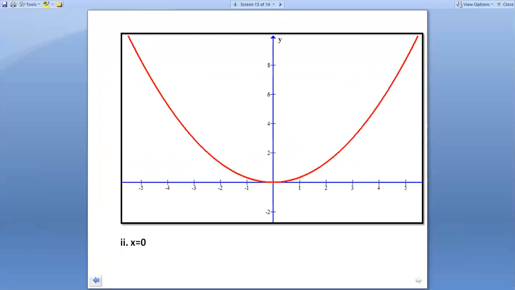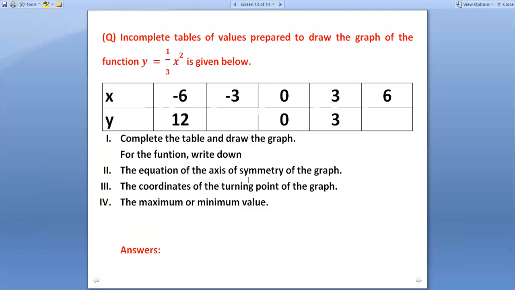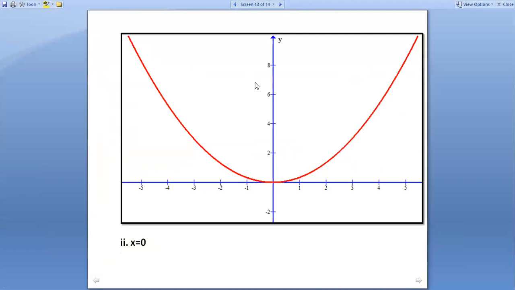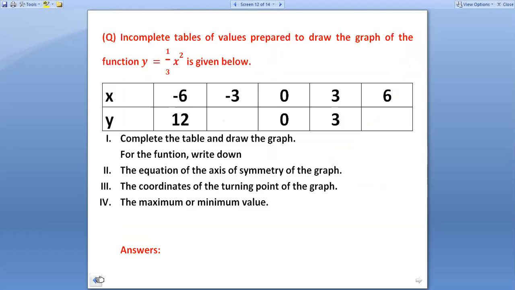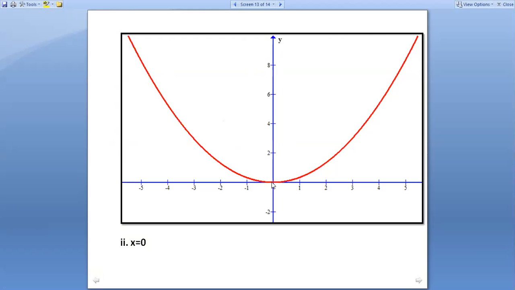And then they ask you some questions. The equation of the axis of symmetry of the graph. So once you draw the graph, you can see this graph is symmetric about the y-axis. Therefore, the y-axis is the axis of symmetry. And the equation of the axis of symmetry will be x equals 0. The coordinates of the turning point of the graph. So this is the turning point of the graph because the function decreases, and when it comes here, it again increases. So this is known as a turning point, and the coordinate pair will be (0, 0).